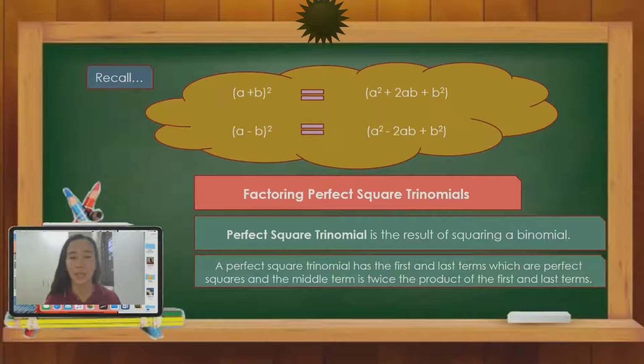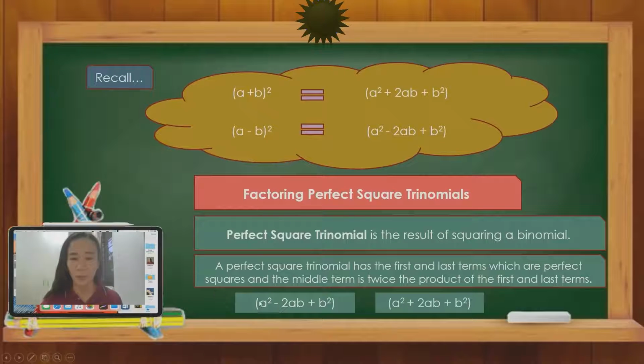A perfect square trinomial has a first and last term which are perfect squares, and the middle term is twice the product of the first and last terms. That is, the first and last terms are perfect squares, and the middle term is twice the product of the first and last terms. We have here the two perfect square trinomials, a squared minus 2ab plus b squared and a squared plus 2ab plus b squared. The difference is the sign of the middle term.